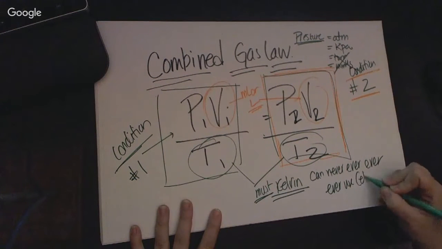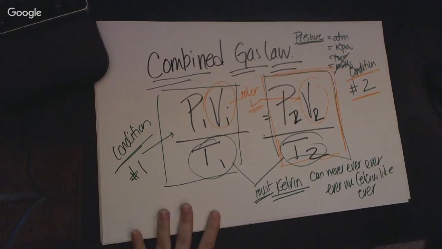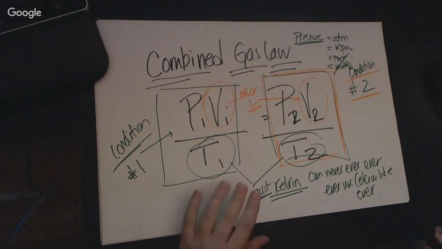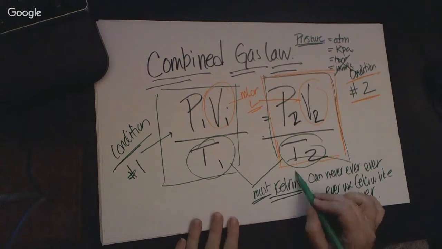You can never, ever use Celsius, like ever. That is what Taylor Swift was singing about in her most recent song, We Are Never, Ever, Ever Getting Back Together. She was really like, you can never, ever use Celsius ever. You can't do it. You have to convert into Kelvin.